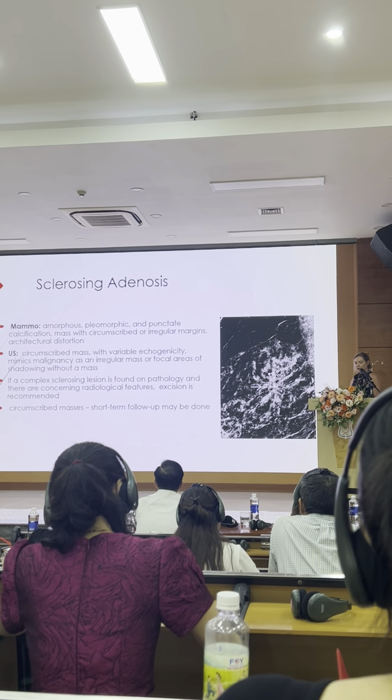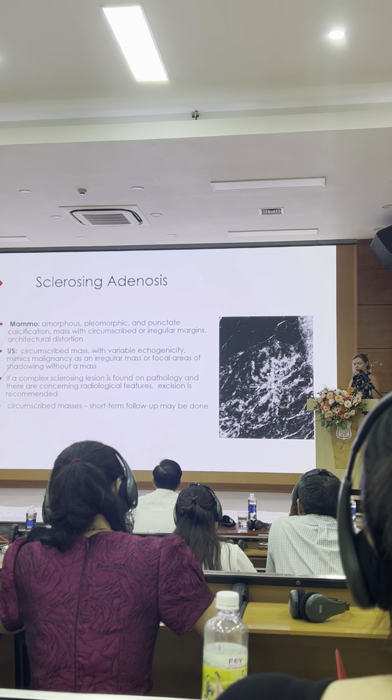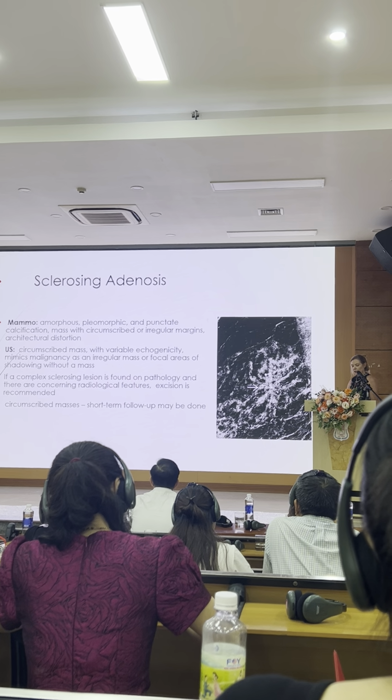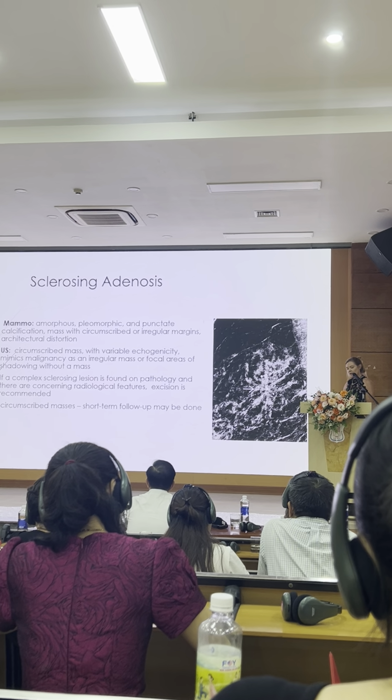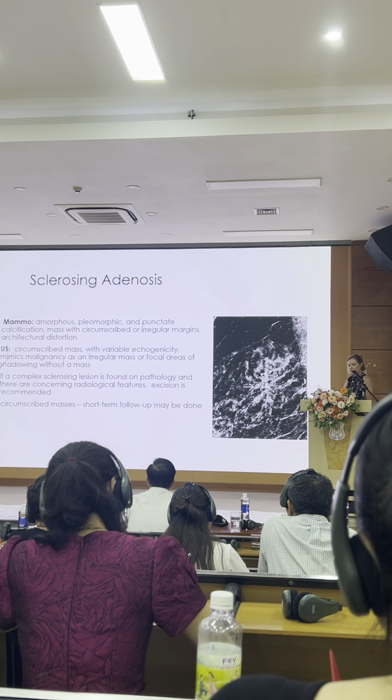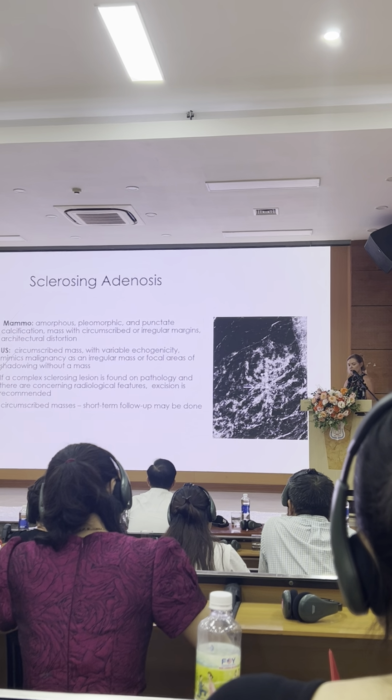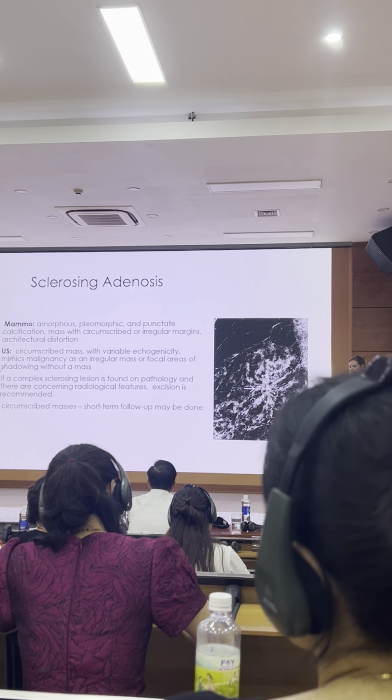If a complex sclerosing lesion is found on pathology and there are concerning radiological lesions, we are still recommending excision. If it's more of a benign appearance, such as a circumscribed mass, we tend to follow them up.